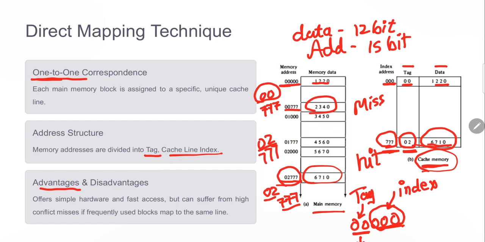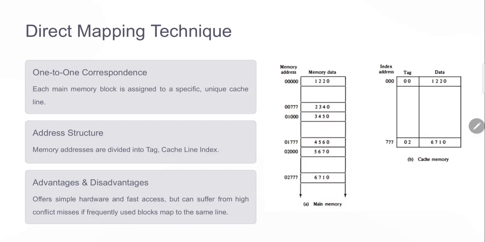Now what is the advantage of it? It offers simple, very basic hardware, and it gives you fast access. But one issue is that the chances of having a miss are very high. These are conflict misses: if frequently used blocks map to the same line, we have a good chance of having more misses than hits. Next we move towards the next mapping technique.